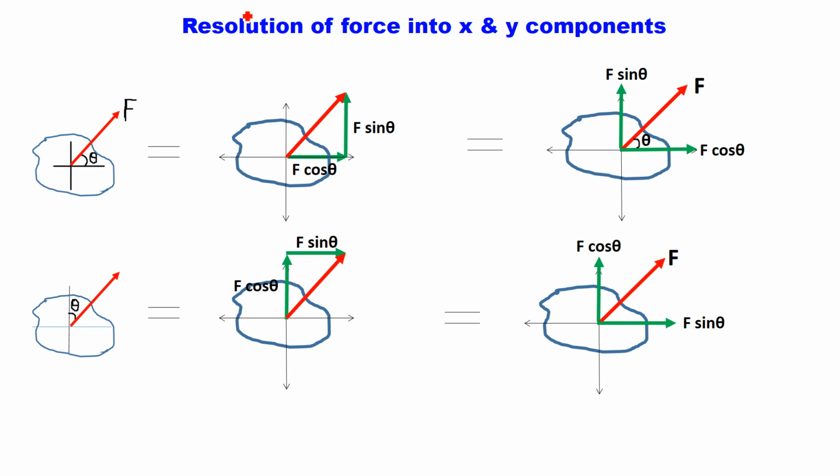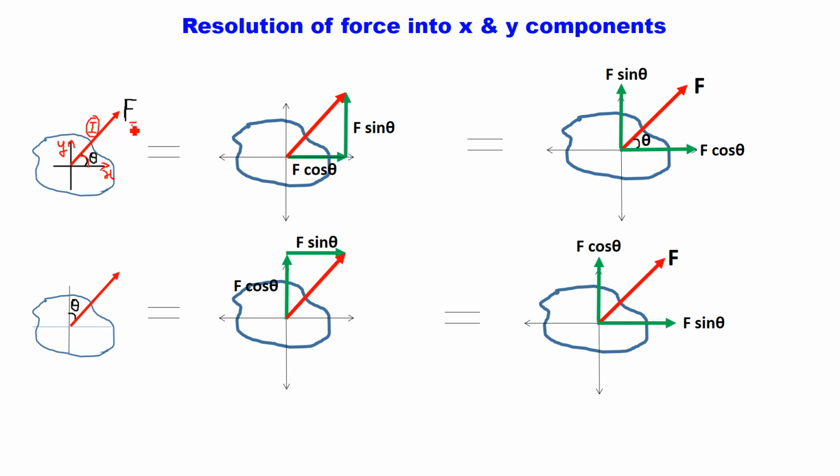So in resolution of force into x and y components, if you take an example here, one irregular body is shown and one force F is acting in the first quadrant, making an angle theta with respect to the positive x-axis. This is the x-axis, plus x, and this is the y-axis coordinate system. So we are considering one force F in the first quadrant, making an angle theta with respect to the horizontal axis, that is the x-axis.